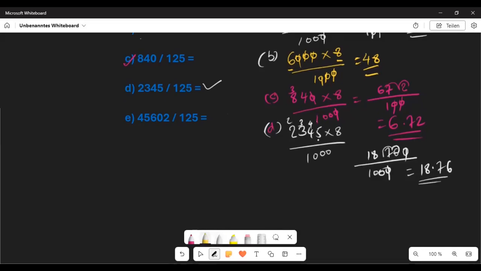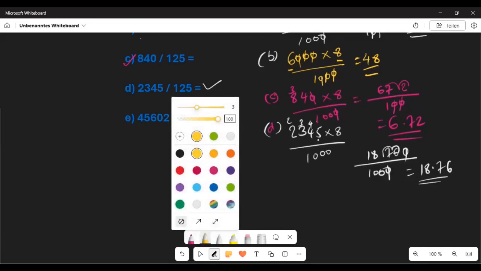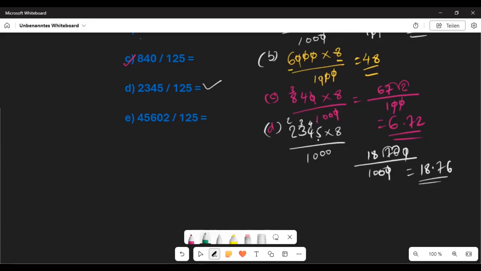So let's just change the pen for the purpose of visibility again. Here we have 45,602 divided by 125. In this case, like I said, what we're going to do is just take the number, 45,602, multiply that number by 8 and divide by 1,000. And like you see, let's look at this.